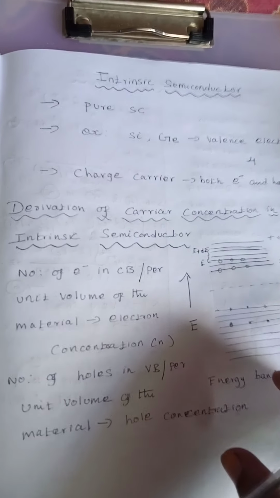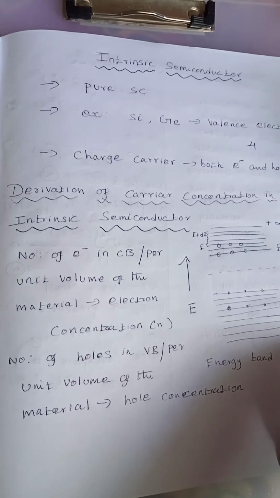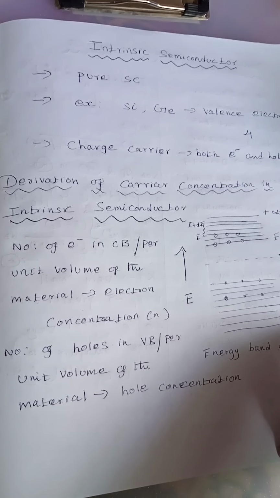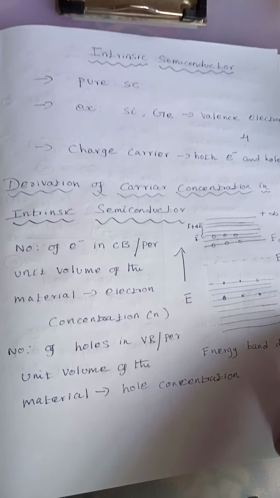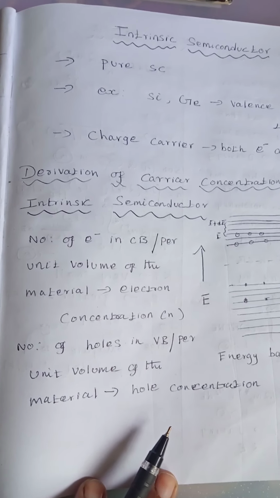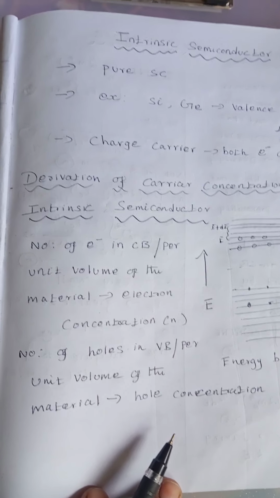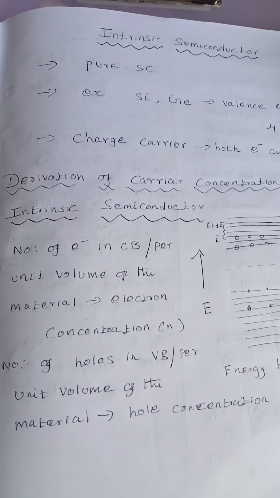So far we have seen the types of semiconductors: intrinsic semiconductors and extrinsic semiconductors. I hope that you know about intrinsic and extrinsic semiconductors. In this video we are going to derive the carrier concentration for an intrinsic semiconductor.